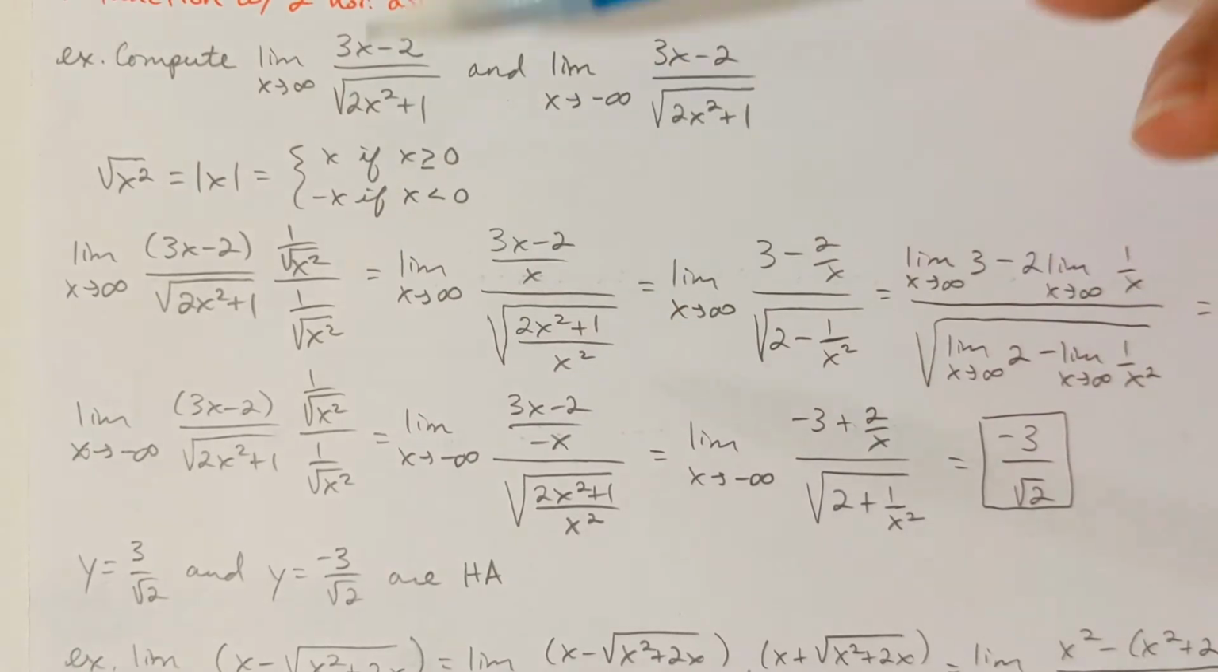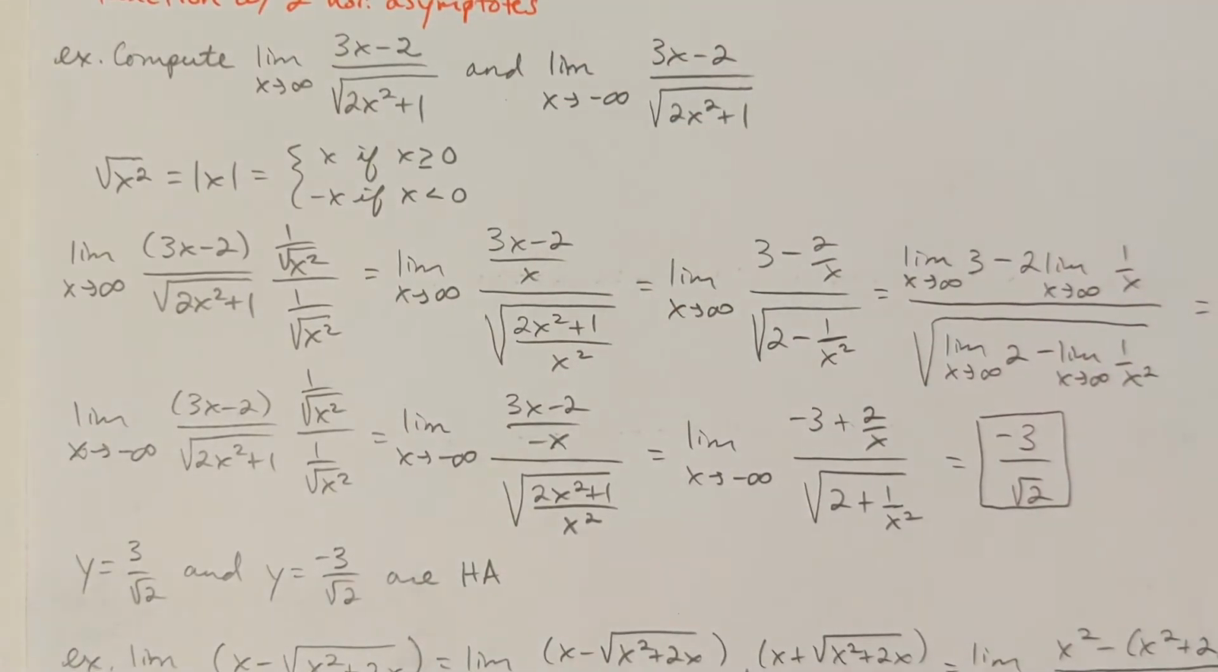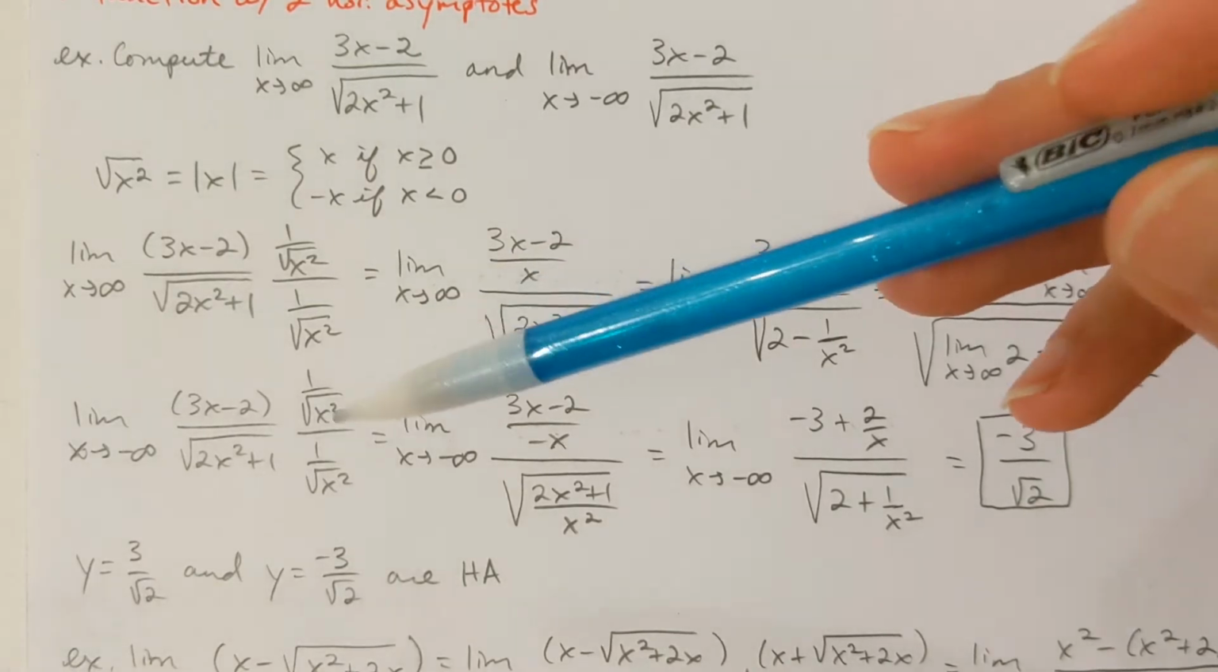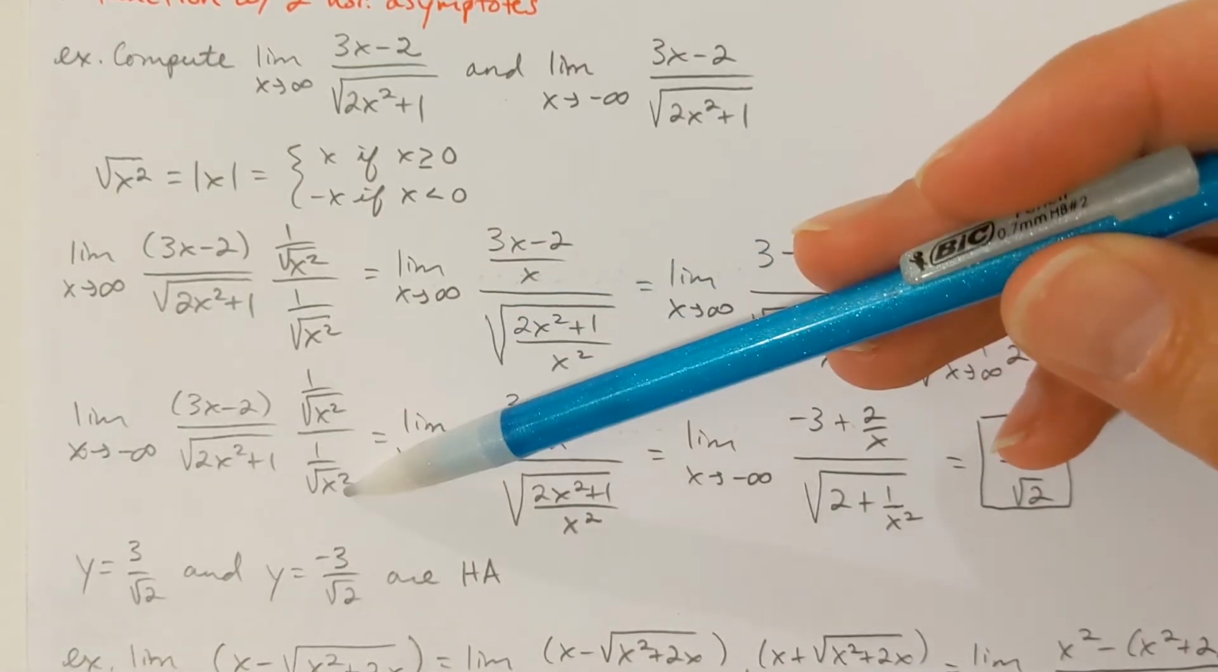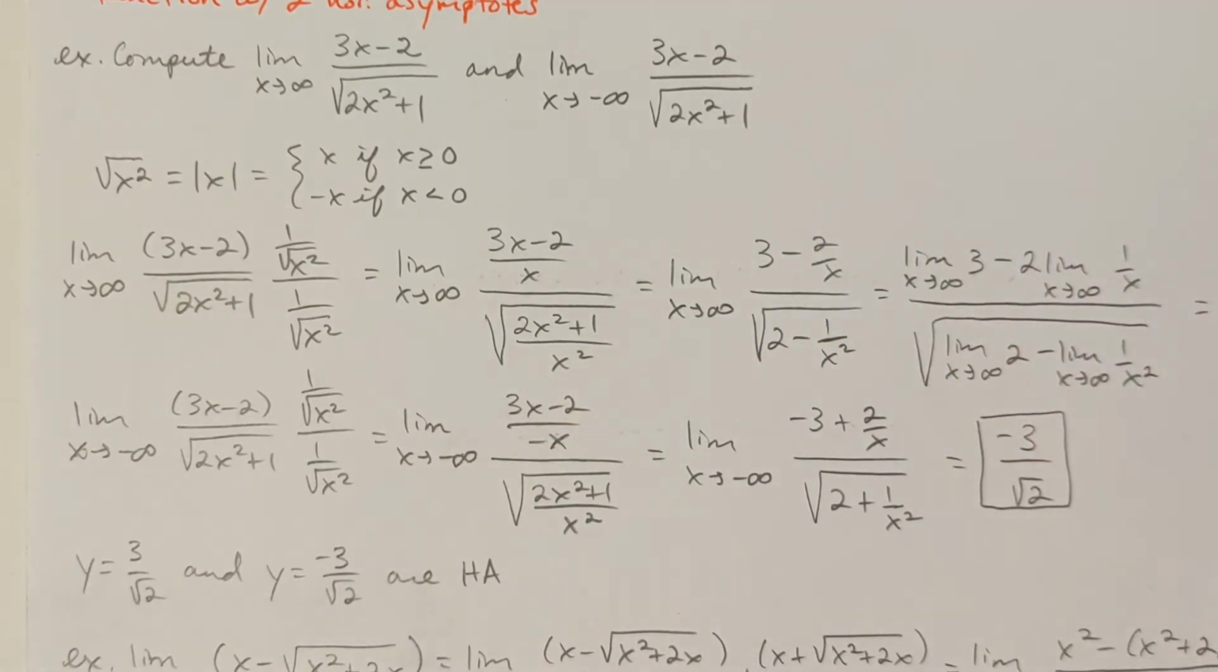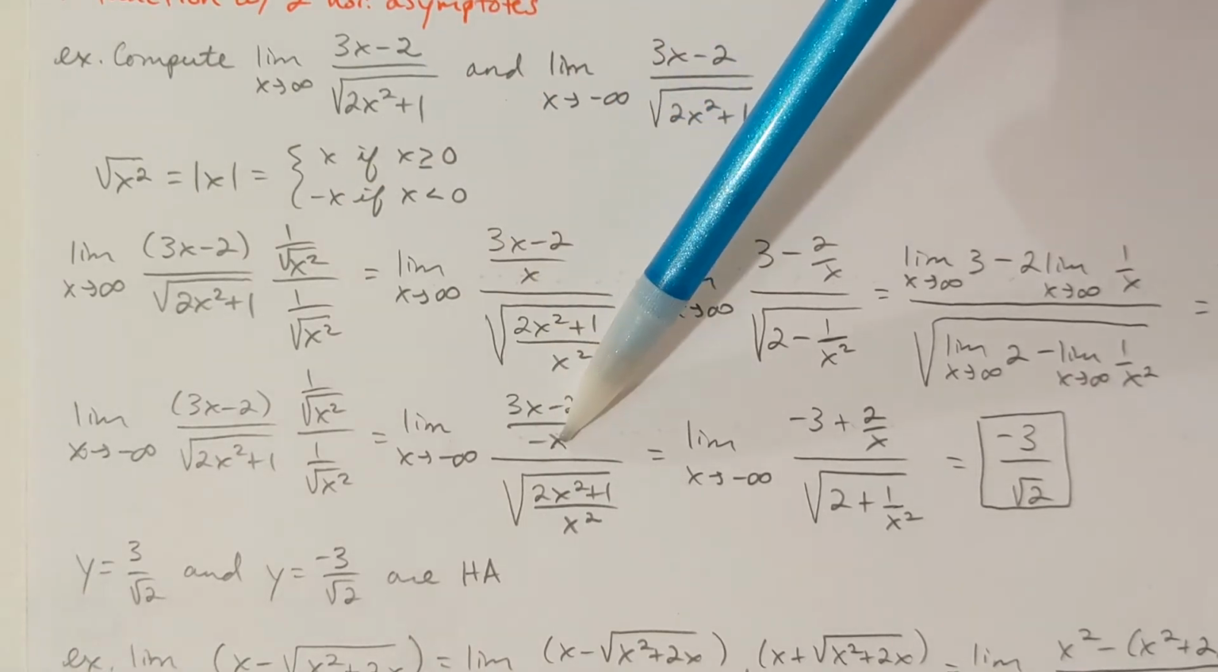How about the next one here? The limit as x approaches negative infinity of 3x minus 2 over the square root of 2x squared plus 1. Well, I'm going to begin the calculation the same way. I'm going to multiply the top and bottom by 1 over the square root of x squared. Now x is approaching negative infinity, so with x being a negative, I'd want the square root of x squared to be negative x.